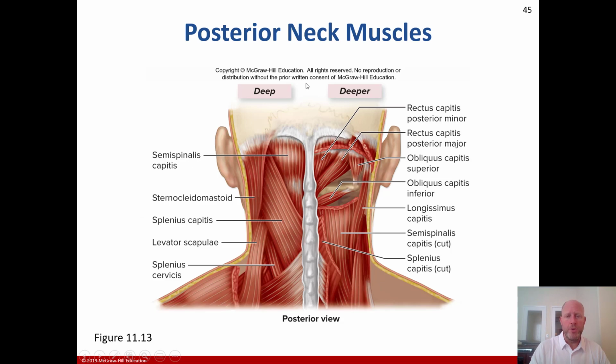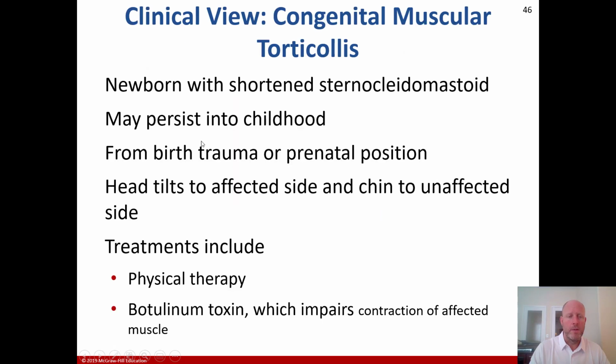And then here we have the posterior neck muscles. They are deep on this side here, and deeper here, even deeper. Our semispinalis capitis, we have our sternocleidomastoid, our splenius capitis, levator scapulae, and our splenius cervicis. Our rectus capitis posterior minor here, our rectus capitis posterior major, our obliquus capitis superior, obliquus capitis inferior, longissimus capitis here, semispinalis capitis, and our splenius capitis here. Those two both are cut.